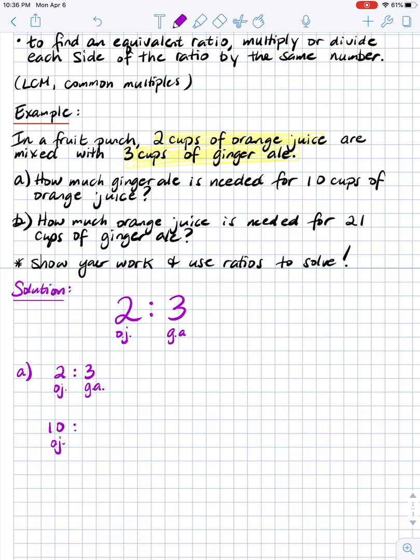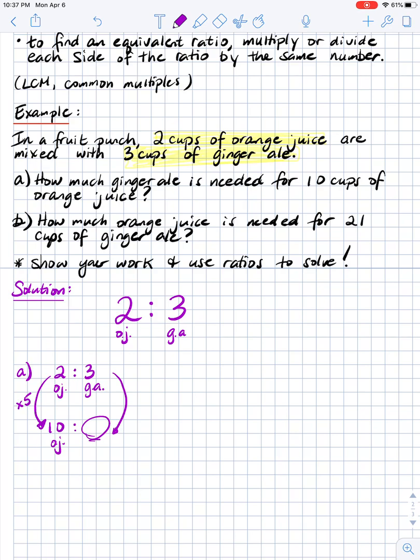So we know that we've got 10 cups of orange juice. We don't know what this quantity is. However, we can set up the equivalent ratio to figure out what this number is. So what I'm going to do is figure out, well, how do we get from 2 to 10? We know we have to either multiply or divide to get equivalent ratios. I know that 10 divided by 5 is 2, so we have to multiply that side of the ratio by 5, because 2 times 5 is 10.